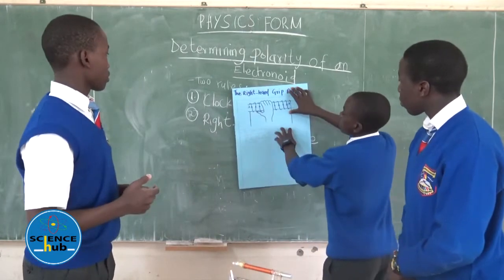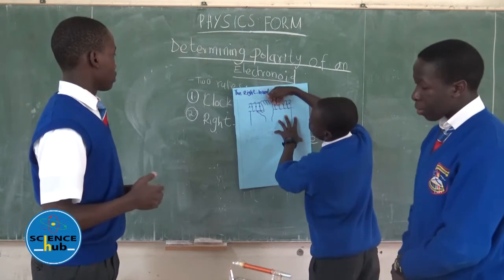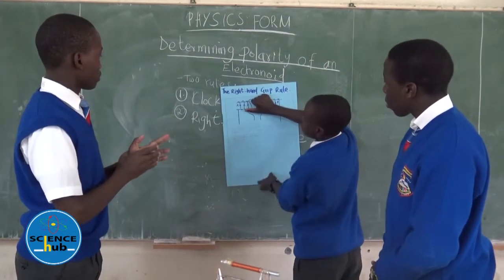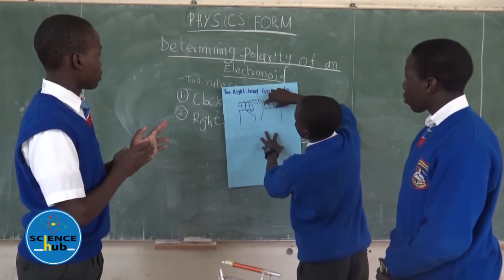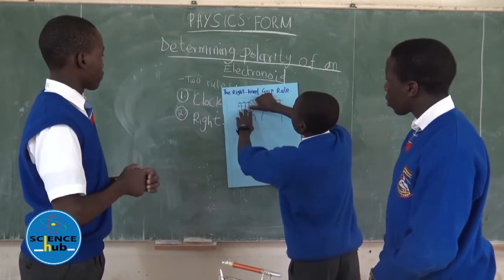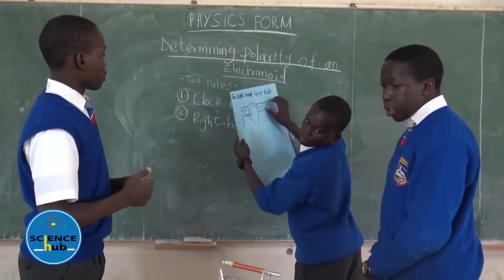Also, to show the right hand grip rule in diagram form, when we hold a solenoid carrying current such that the fingers point in the direction of the current, the thumb points to the direction of the north pole. So if this was my solenoid, I hold it like this, and the thumb points towards the north pole. If this is the north pole, automatically this end becomes the south pole.